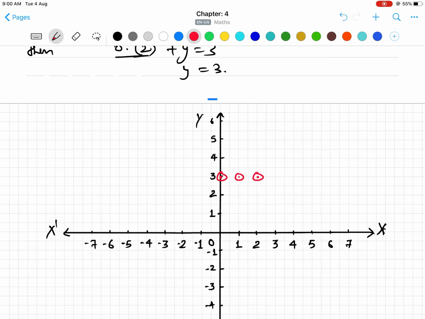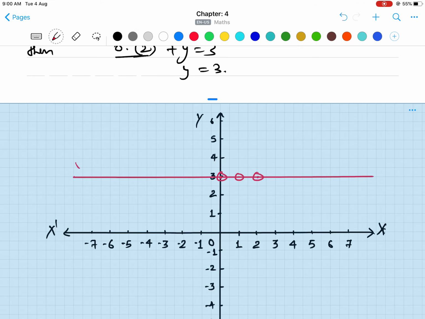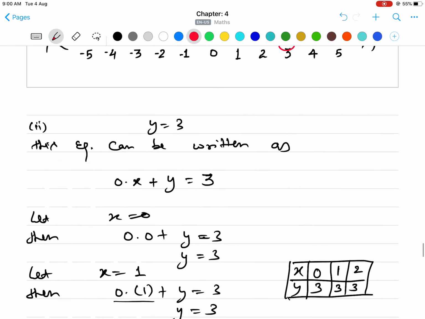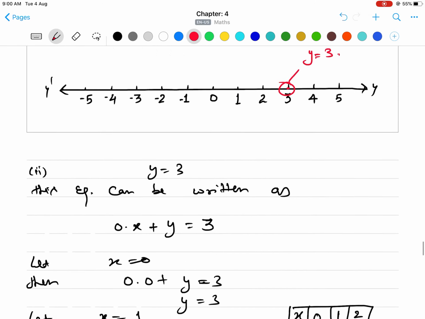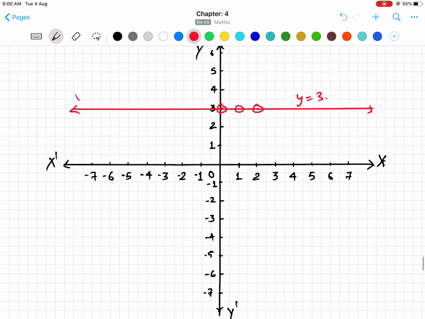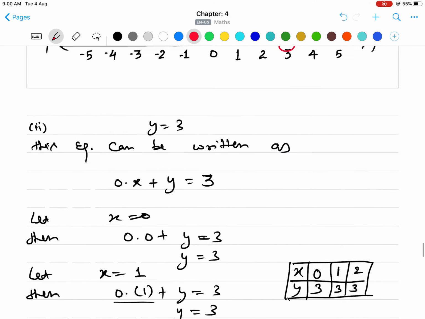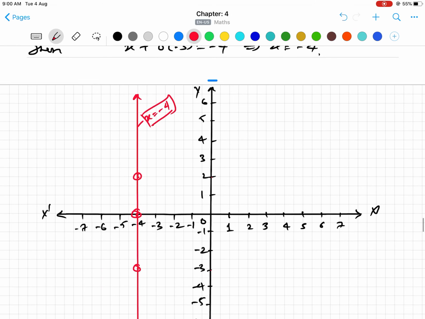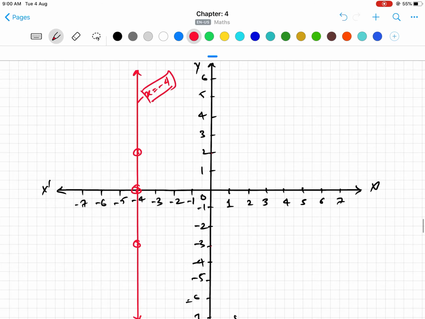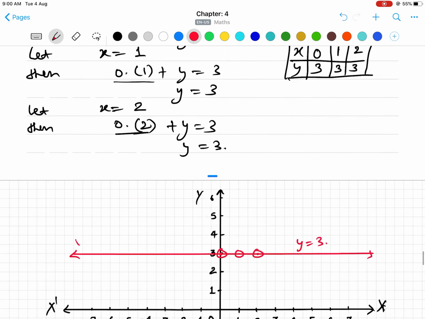And when you join these points, this time you will get a line parallel to x-axis. Okay, mark the arrows here and we'll write the equation of line, which is y equals to 3. So now you can clearly see that if there is no x variable, then the graph of that equation will be parallel to x-axis, and if there is no y variable, then the graph of that equation will be parallel to y-axis.